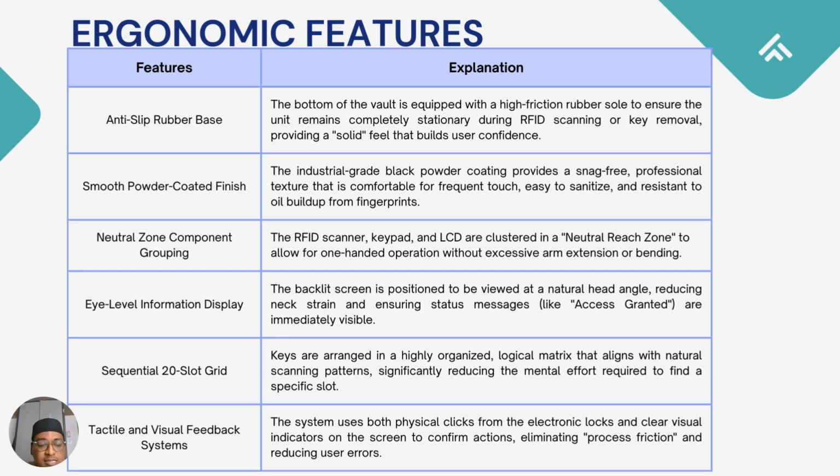So this dual feedback system eliminates uncertainty. Users immediately know whether their action was successful or not. So this reduces the errors, prevents repeated input, and enhances overall usability. That's all from me. Thank you.